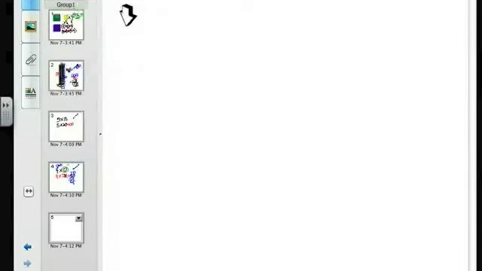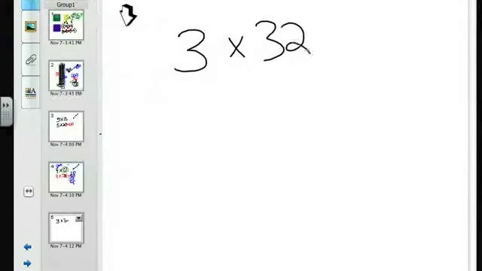Now, one thing we might ask is, what if it's the other way around? What if we round down? Well, let's take a look at an example of that. Let's go to 3. I like 3. And let's take 3 times 32. Now, 32 is closer to 30. So let's go ahead and round down. So we'll go 3 times 30.